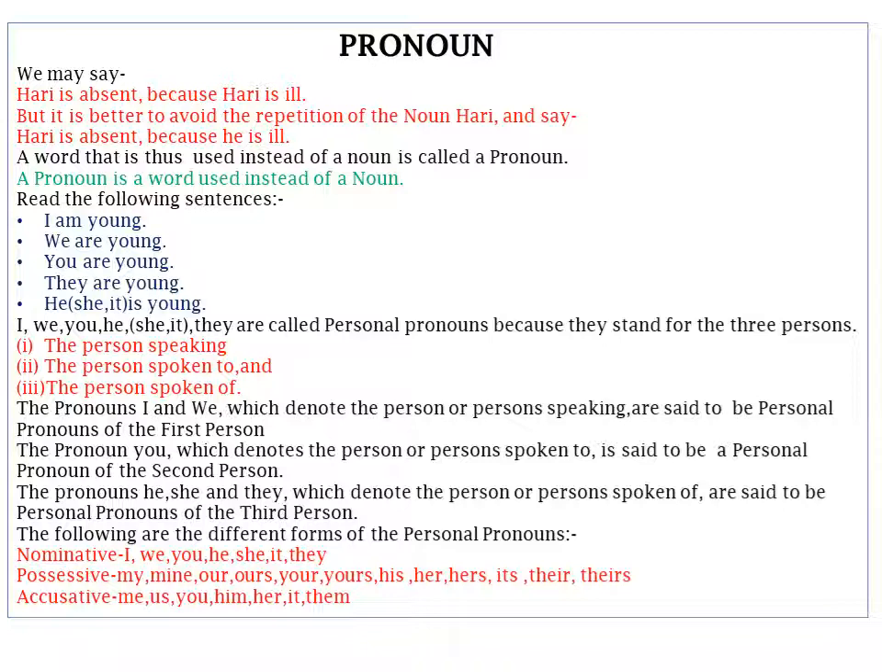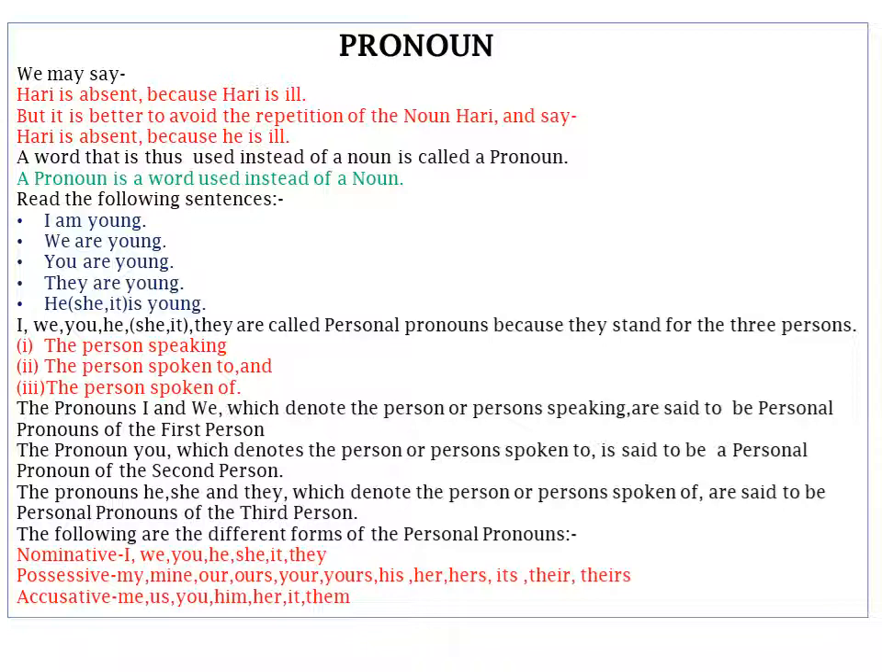Next, possessive: my, mine, our, ours, your, yours, his, etc. These are used as possessive because they can be used as possessive adjectives. This is my book. That is possessive. It shows possession. Mine. It is also used for possession, but it is a possessive pronoun. Anyway, these words, my, mine, our, ours, your, yours, are used for showing possession. That's why they are called possessive pronouns.